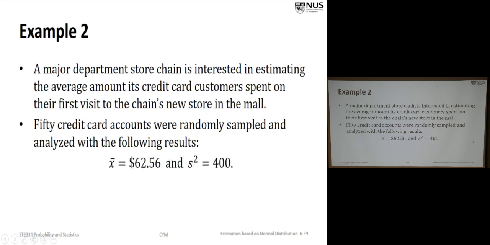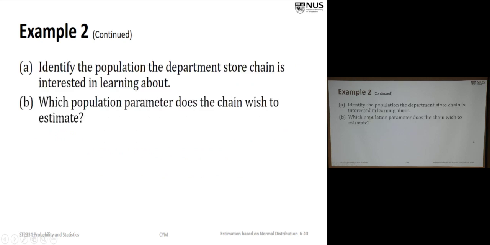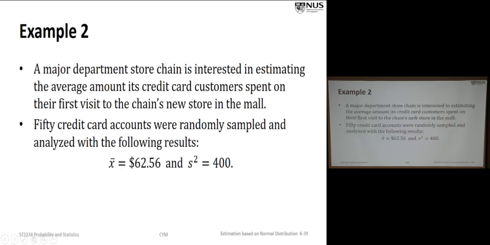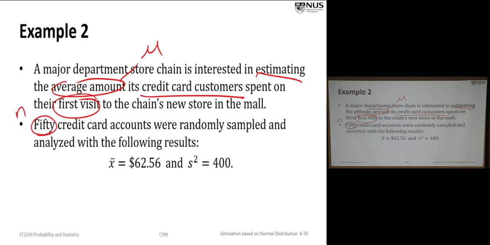So it's a second example. Okay, now this one is more than just putting in the formula. We have a departmental store chain, and we're interested in estimating the average amount, that means the mu, of what? Of the credit card customer spend on their first visit to the new store in the mall. And then we take a sample size of 50, and we got the x bar and the s square.